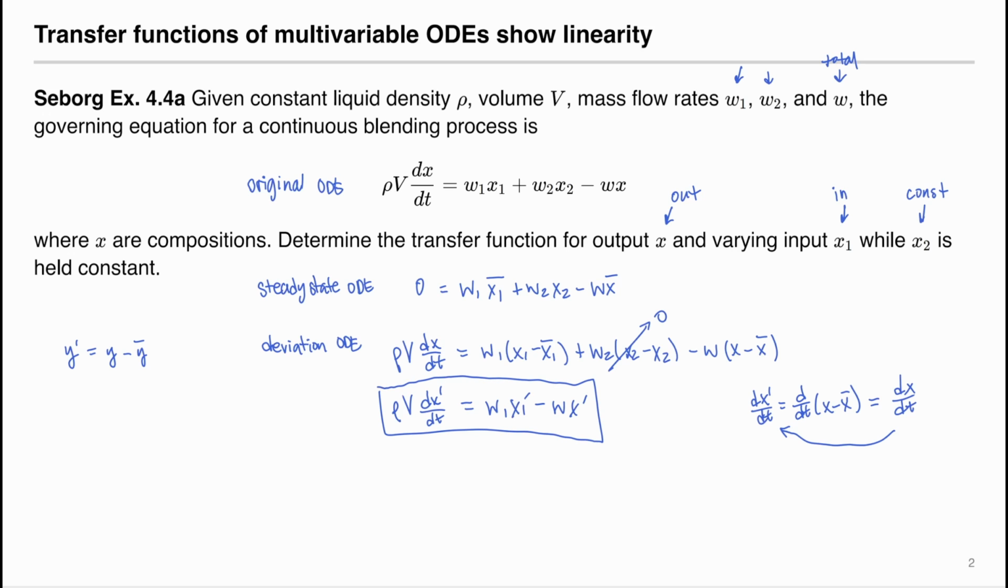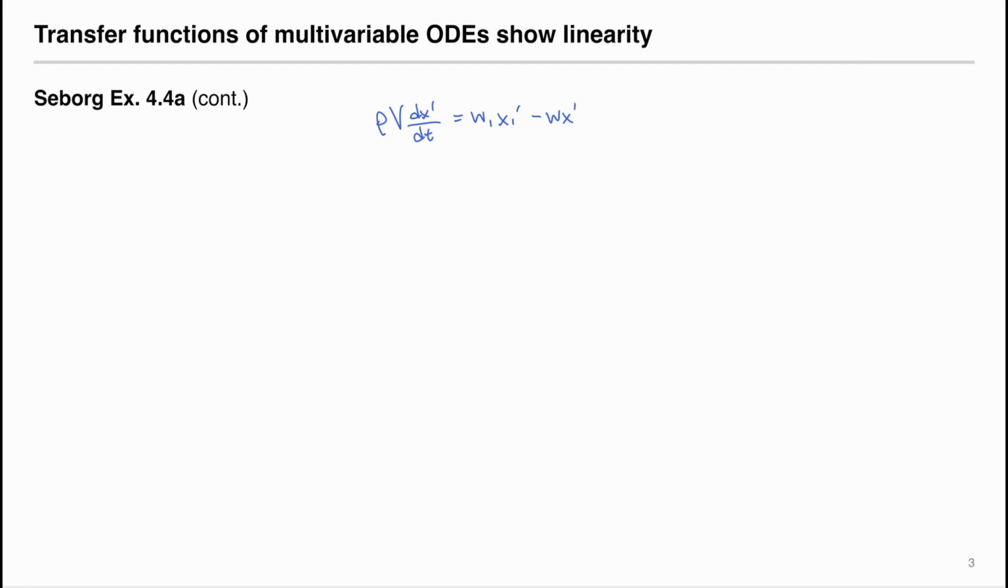Notice that our deviation ODE is different from the original ODE because the W2 X2 term is constant, so that does not show up. So we cannot simply add primes to everything. That does not work. We need to derive it. Now we have found the deviation ODE.